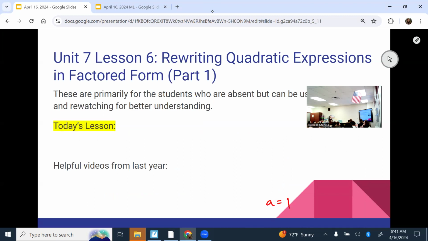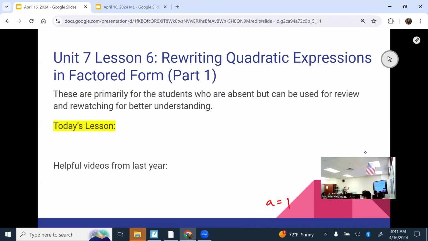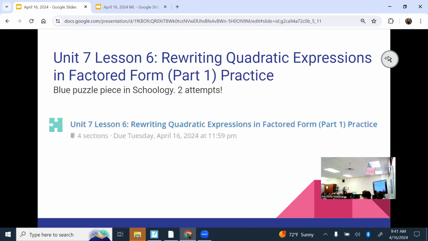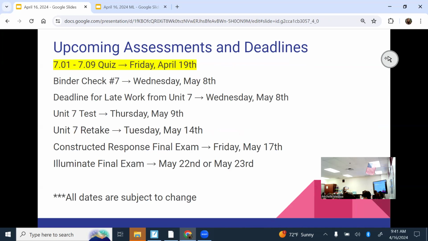I record every day in case you didn't know that. So there it is, where it will be when I'm done recording. Puzzle piece is lesson 6. And we will take our first quiz for the unit on Friday. Make sure your notes are ready. Make sure that you ask questions. Make sure you do practice.